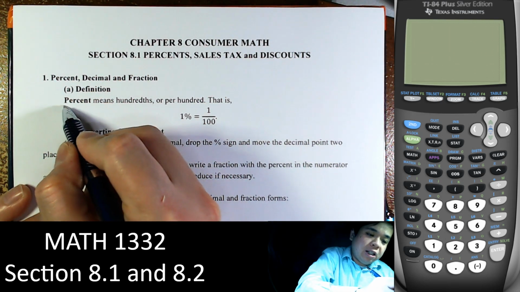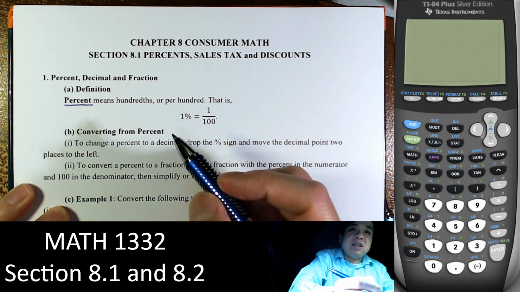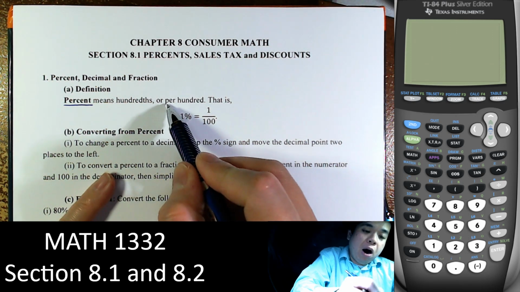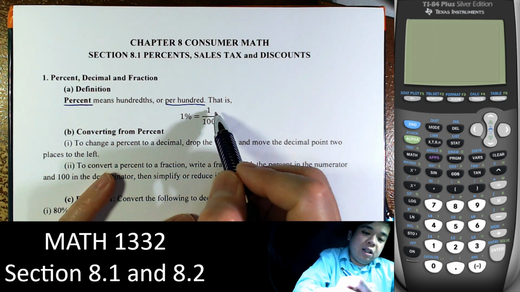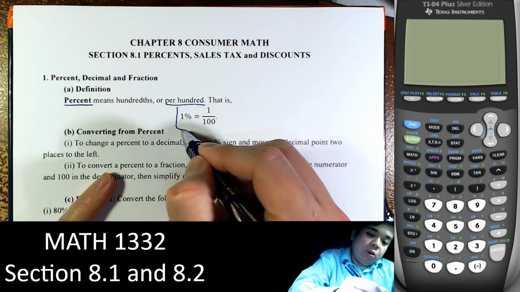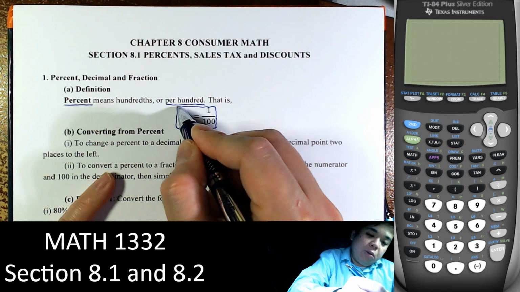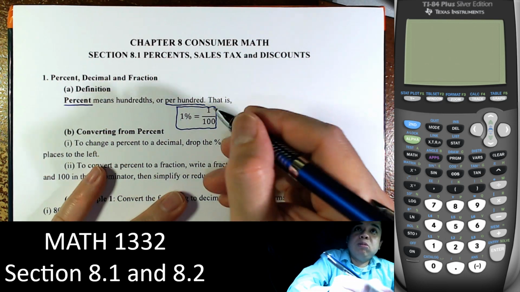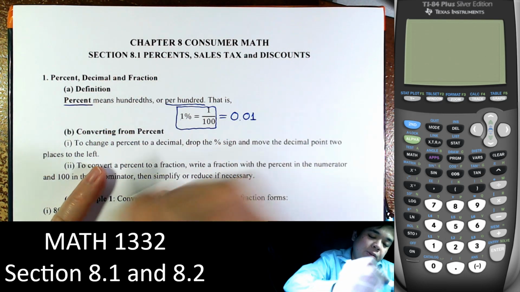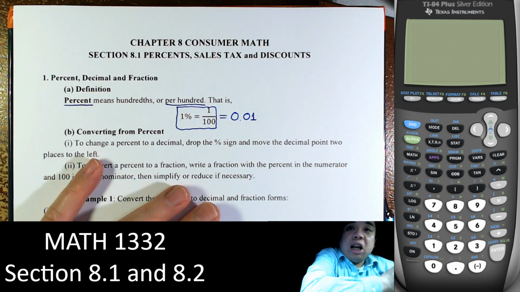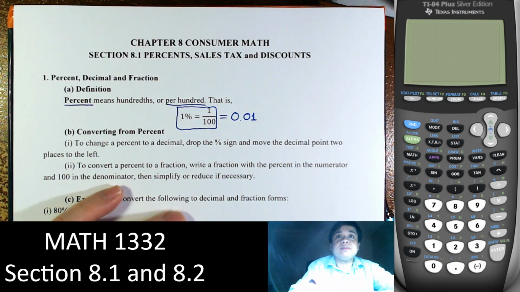So percent means per 100, meaning divided by 100. So we say 1% is 1 over 100. Of course, if we write this as a decimal, that would be 0.01, just like 1 divided by 100.